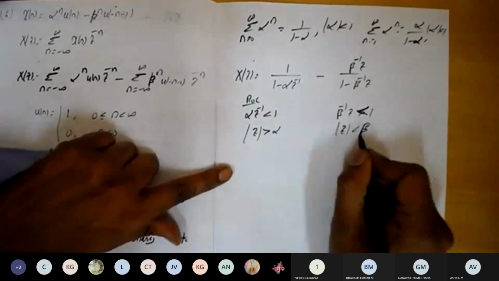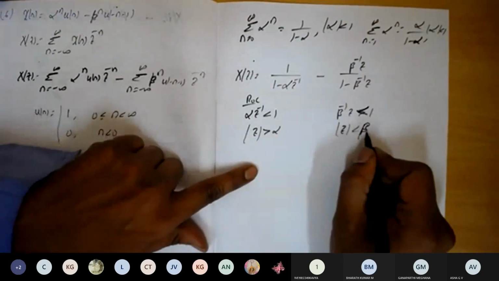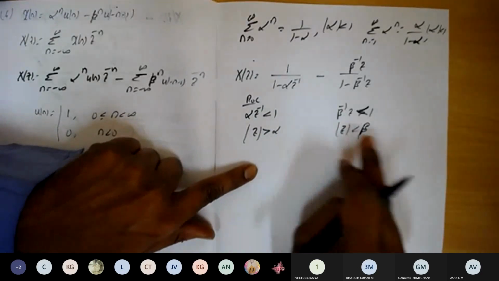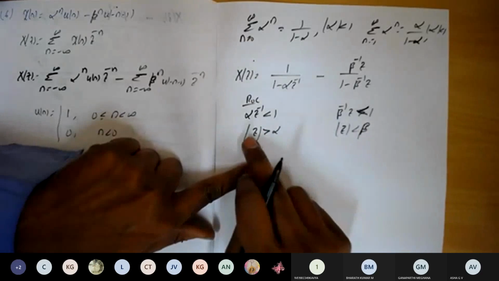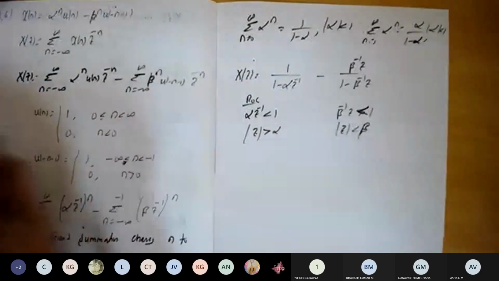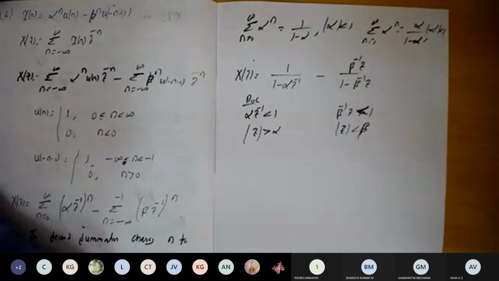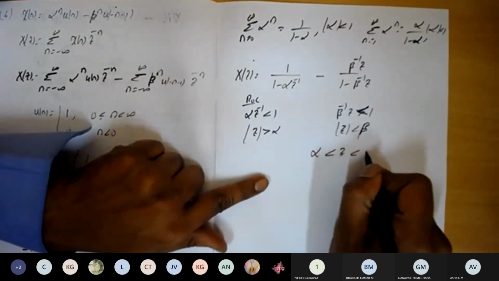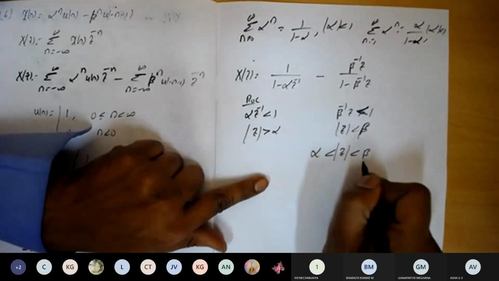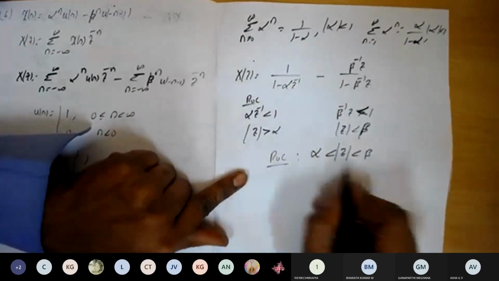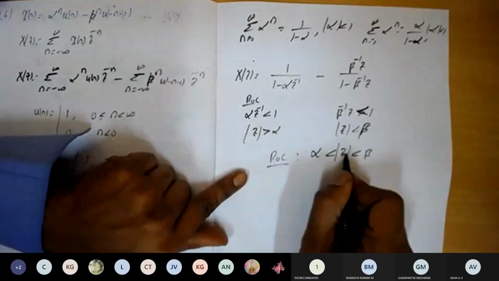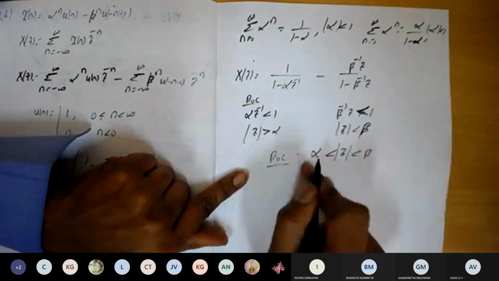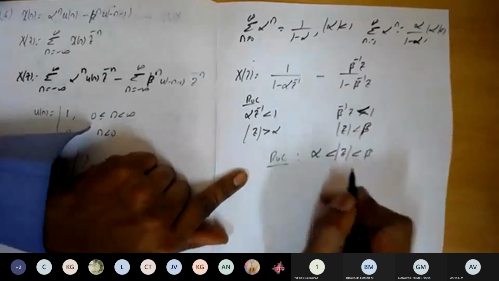So this is Z is greater than alpha and Z is less than beta. Since these two are there, we need to take the intersection of these two. Since Z should take the value greater than alpha and Z should take the value less than beta, we can combine this and rewrite it as alpha is less than Z is less than beta. The ROC can be considered as alpha less than magnitude of Z less than beta. I'm combining these two, so it will become alpha is less than Z is less than beta. We are going to consider that here.